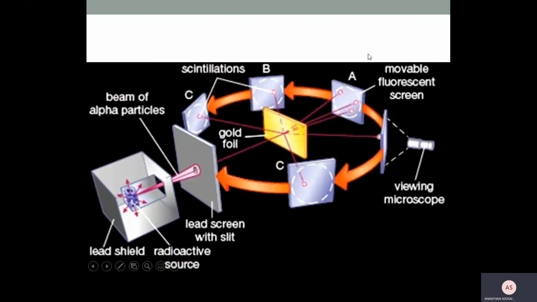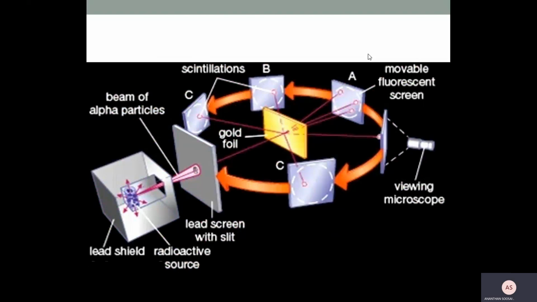So this is the setup. They send an alpha beam at the gold foil. The gold foil is made as thin as possible, like a layer of one atom. They make it very, very thin. Imagine it's like one atom, which is very difficult to achieve, but they make it as close to one atom as they can. Then they shine it onto the gold foil.